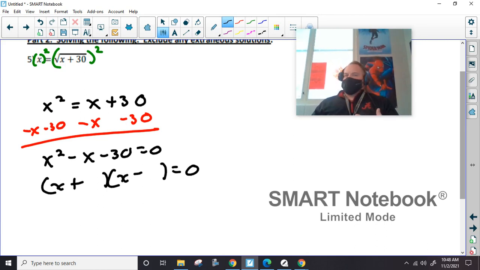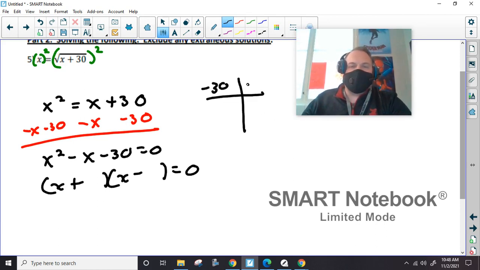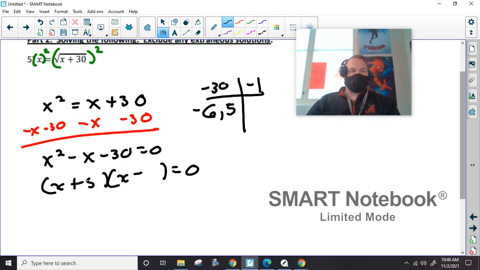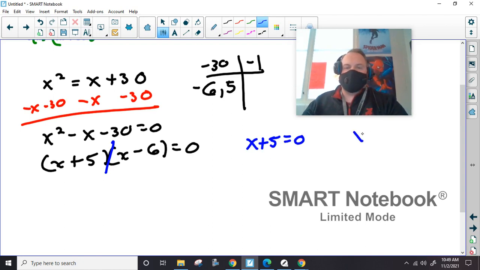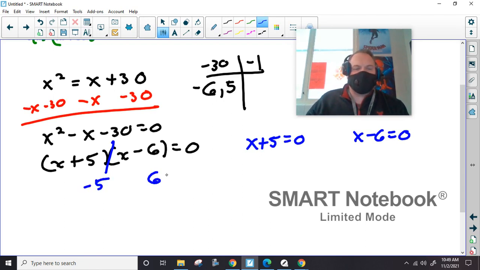Now, this is when we need to ask ourselves, what are the factors of -30 that when we combine them we get -1? Okay, somebody said 6 and 5. Which one's going to be negative? The 6. Now, if we were to solve this by breaking it apart like we've done before, ninja slice, we have x plus 5 equals 0 and x minus 6 equals 0. Or we could just find the opposite. The opposite is going to be -5 and +6.